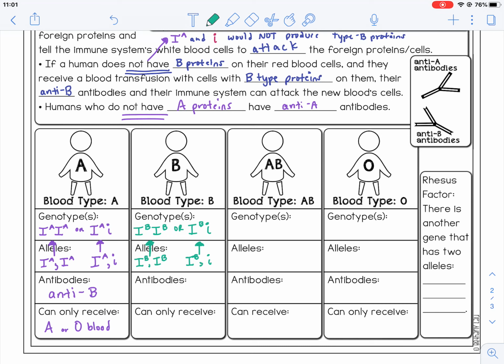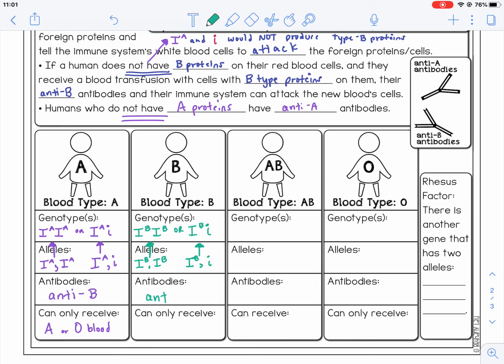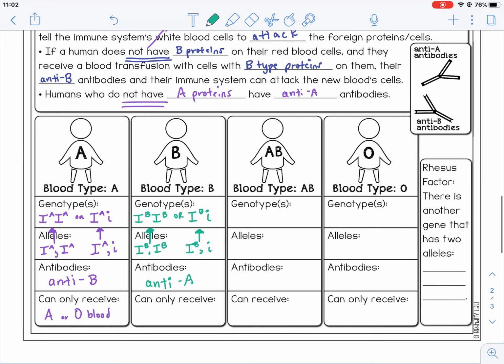Okay, so this person has a B protein on the surface of their blood. They do not have an A protein on the surface of their blood. So they are going to have anti-A antibodies, which means they cannot receive type A blood. They're going to fight it off if they do. But they can receive type B or O blood. They wouldn't fight either one of those.